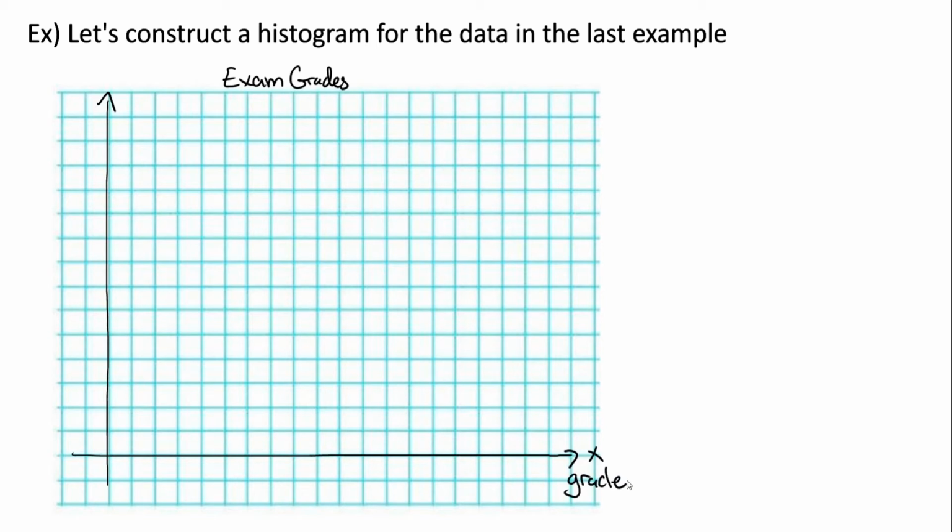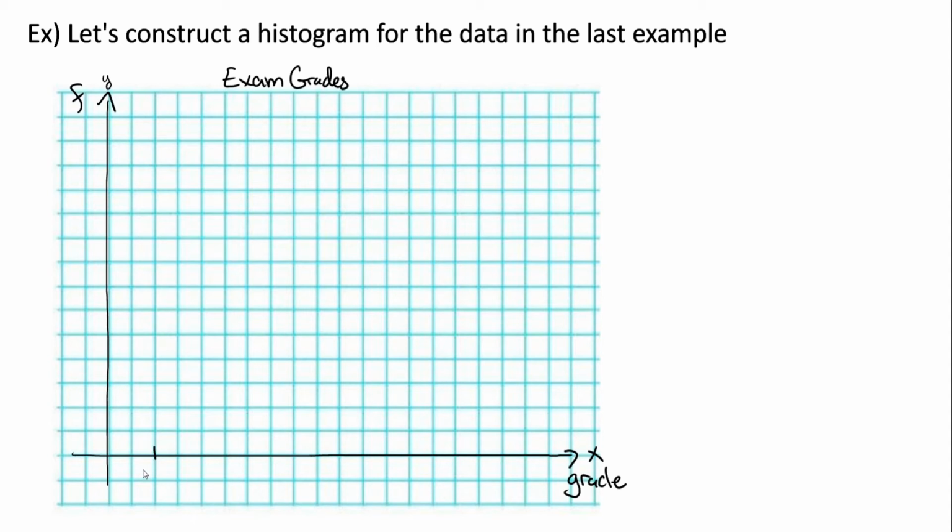If we're dealing with heights, this might be inches or feet or centimeters. If we were dealing with something else, we would want to label it with whatever units are appropriate over here. Our y-axis is going to be frequency, so we can put an F here for frequency, or we can write out the word frequency. Now we need to label our x-axis with the class marks.